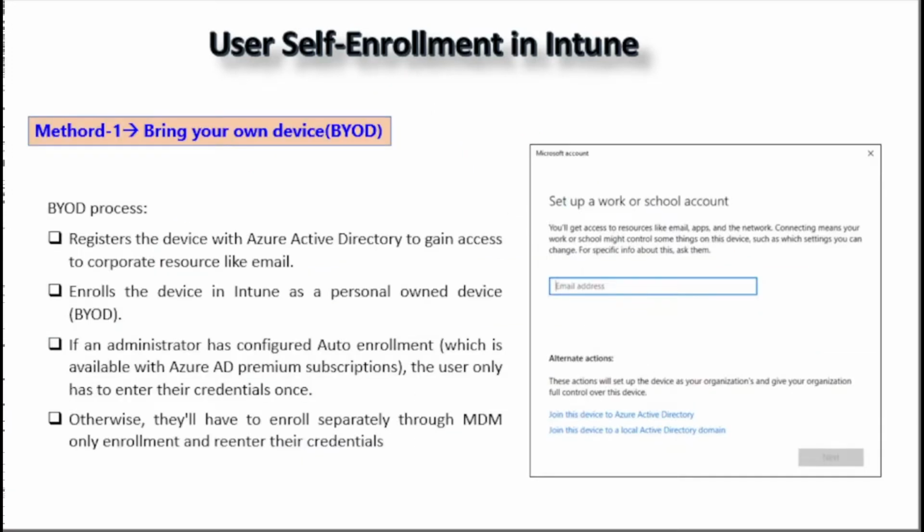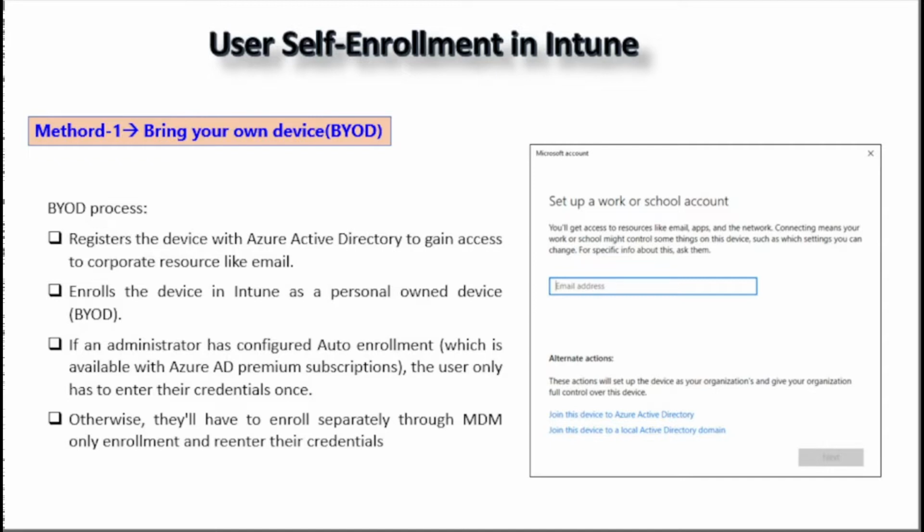Now let's talk more about the bring your own device method. In the case of the bring your own device method, the user enrolls their personally owned devices by accessing work or school to connect, and in this case the device is only registered in Azure AD. This is mainly used when you want to gain access to corporate resources like email, and Intune treats this type of device as a personally owned device.